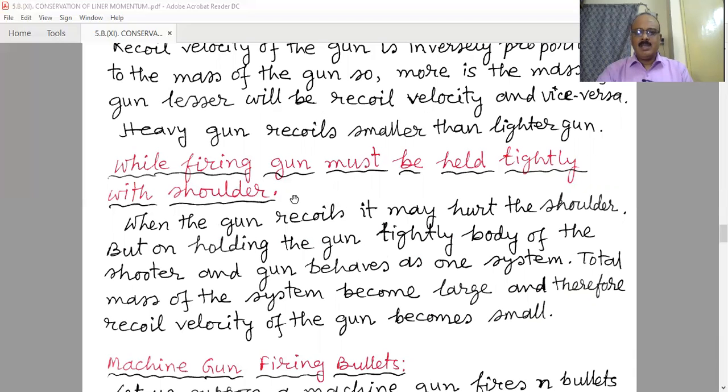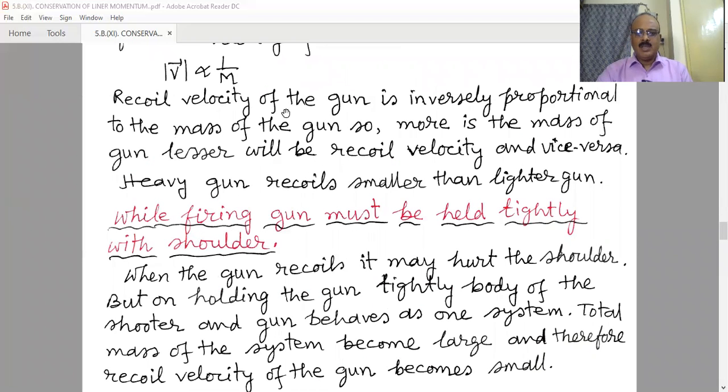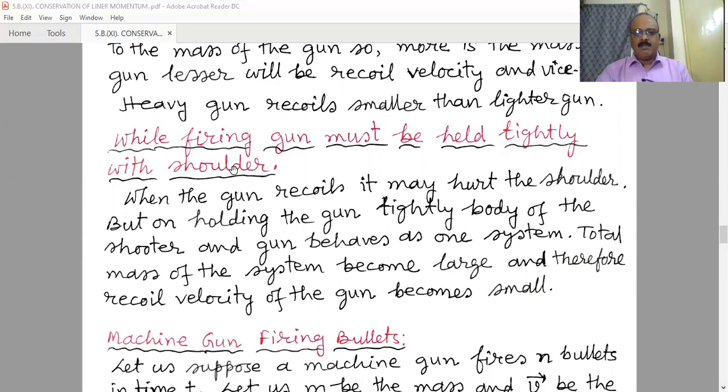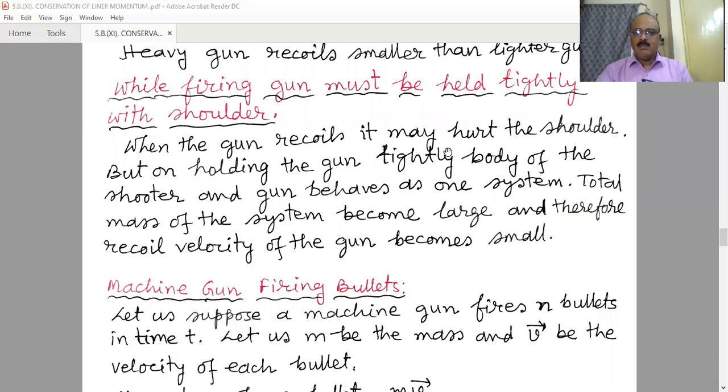What are the causes behind this? Now we can explain with the help of this. The recoil velocity is inversely proportional to the mass of the gun. When the gun recoils, it may hurt the shoulder. But on holding the gun tightly, the body of the shooter and the gun behave as one system. That means the mass of the gun and the body mass of the shooter are both added, because now both are the same object when tightly held.